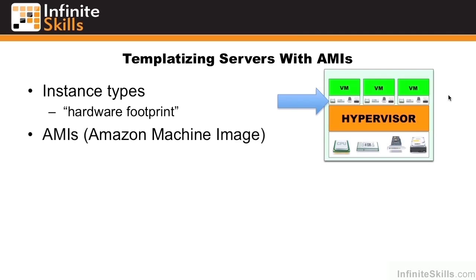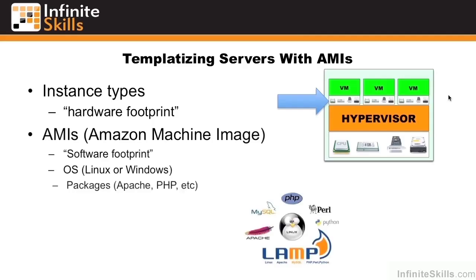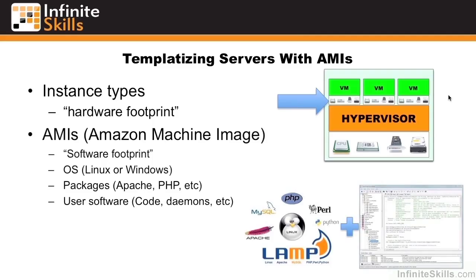AMIs, or Amazon Machine Images, define a software footprint. This is basically an OS, such as Linux or Windows, along with packages such as PHP, Apache, Python, and so forth, plus possibly user software, which could be the user's code, daemons, and so forth.